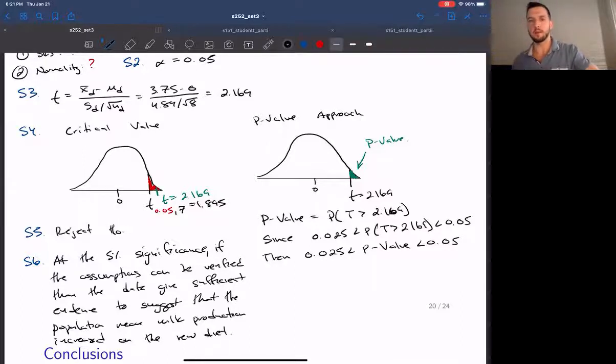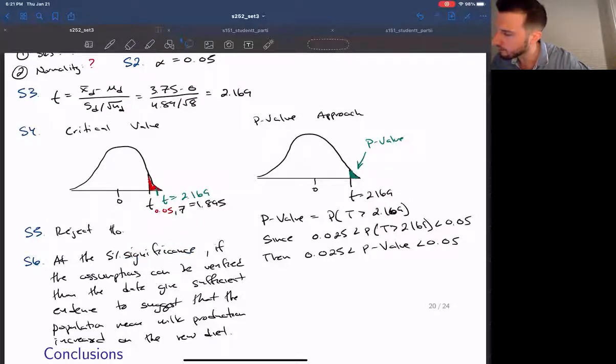Okay, so we can say at the 5% significance level, I forgot the word level, if the assumptions can be verified, because as you can recall, we couldn't actually verify either of the assumptions for this particular test.